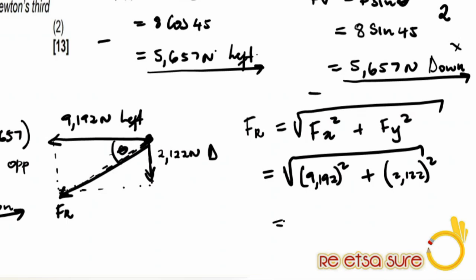And then as I'm pressing my calculator, I have 9,192 squared plus 2,122 squared, and then my answer there is 9,43 newtons, and then I will get my 6 marks.